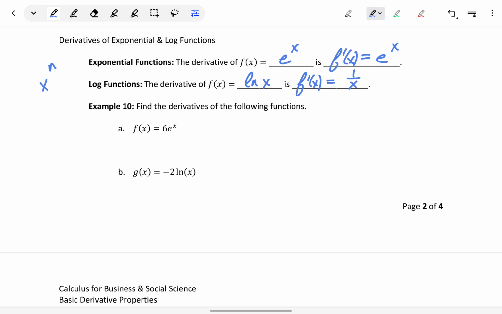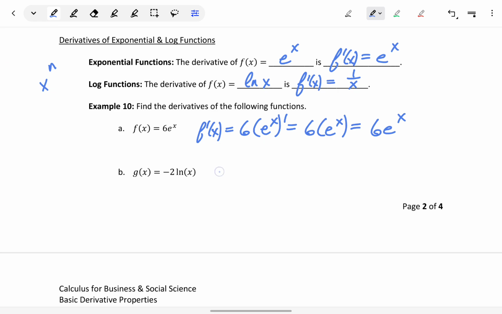We can look at both of these properties in action in example 10. First, we have f of x is equal to 6 e to the x. To find f prime of x, we'll set 6 aside, since that's just a coefficient, a constant multiple, and we'll find the derivative of e to the x. The derivative of e to the x is just e to the x. So even though we did complete the process of taking the derivative, this function doesn't appear to have changed at all.